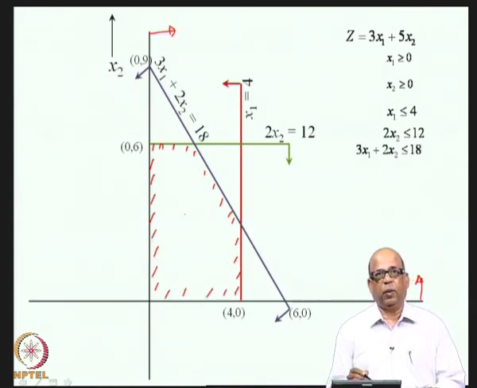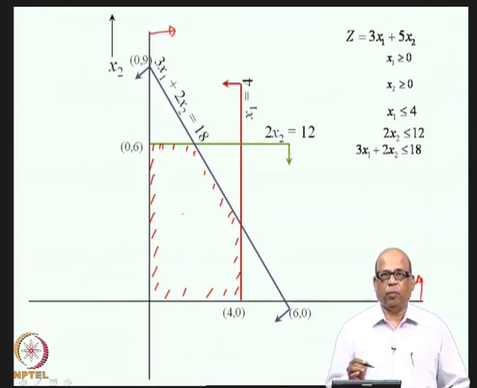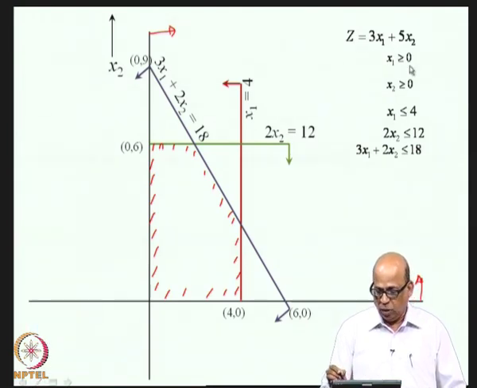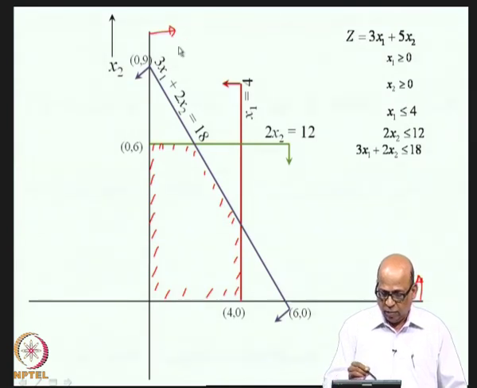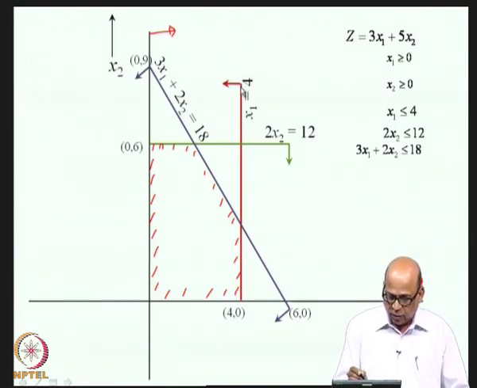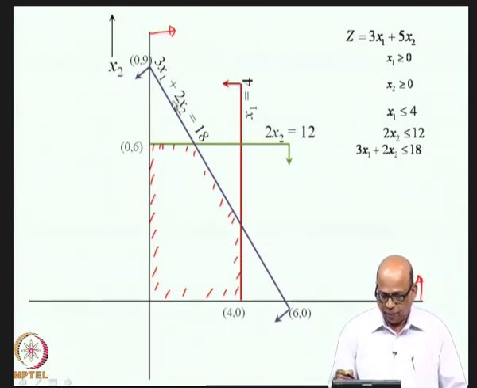And this in fact becomes the feasible region of the problem. Remember, I have not looked at the objective function yet. I am only looking at the set of constraints. These are the non-negativity conditions, x1 greater than 0, x2 greater than 0, which makes my solution possible only in the first quadrant. Then I looked at x1 less than or equal to 4 by drawing a line x1 equal to 4, and then say that my solution should lie to the left of this line.